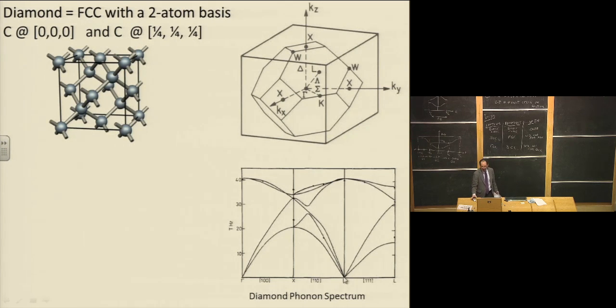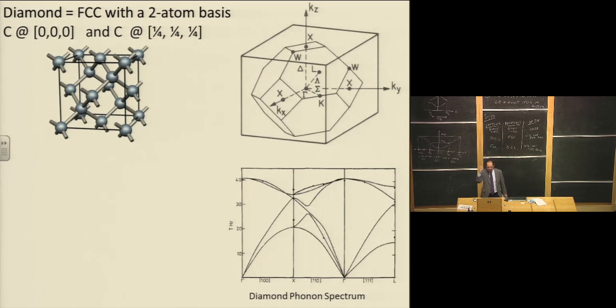You can see a couple interesting things in this figure. The gamma point is k equals 0. You can see the acoustic modes coming down to k equals 0 linearly. And these are the optical modes up here at high frequency. And one of these modes is longitudinal. 2 of them are transverse.